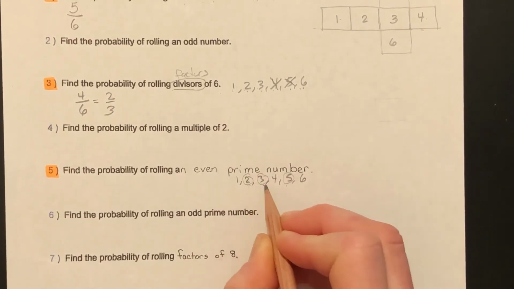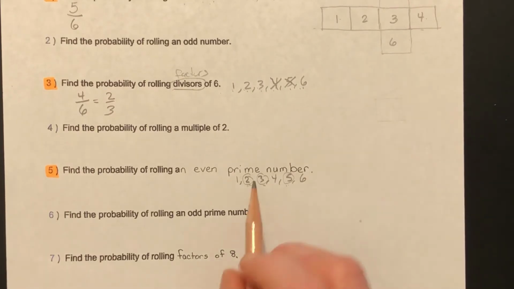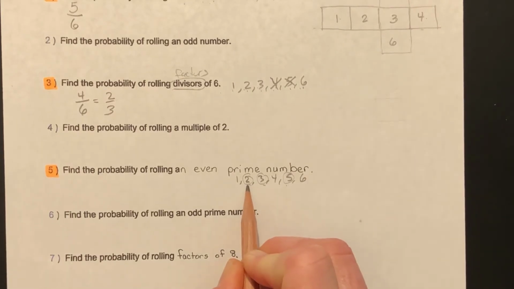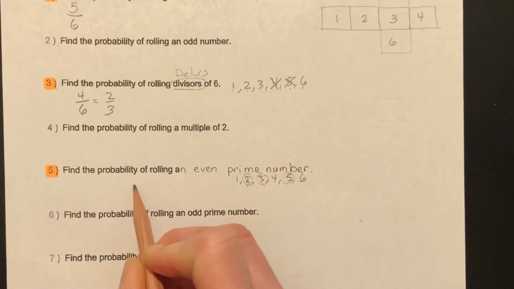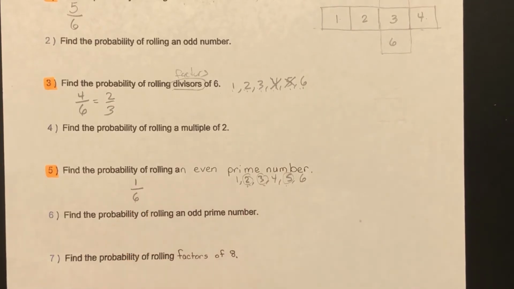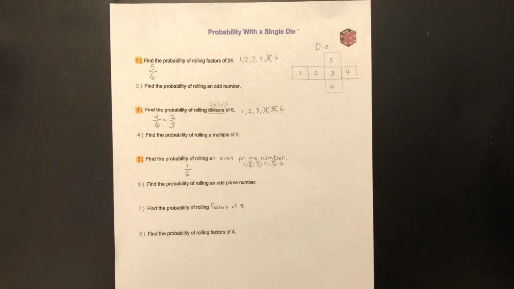So, which of these are even? Or I should say which is, because there's only one. 2 is an even prime number. In fact, it is the only even prime number of all the numbers in all the world. So you have 1 chance out of 6 of rolling an even prime number. The rest is more of the same.